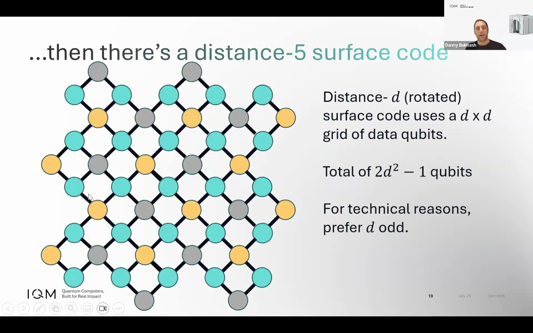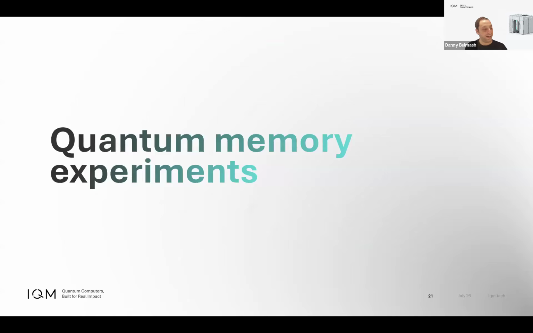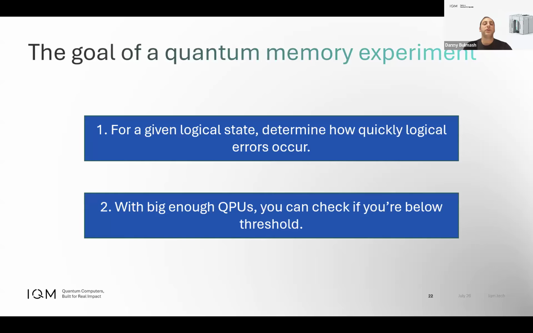Okay, excellent questions. And I finally cleared out the Q&A. So let's move to the quantum memory experiments now. So what is the goal of a quantum memory experiment? The idea is, for a given logical state, so let's say we prepare the logical state 0, we want to determine how quickly logical errors occur.